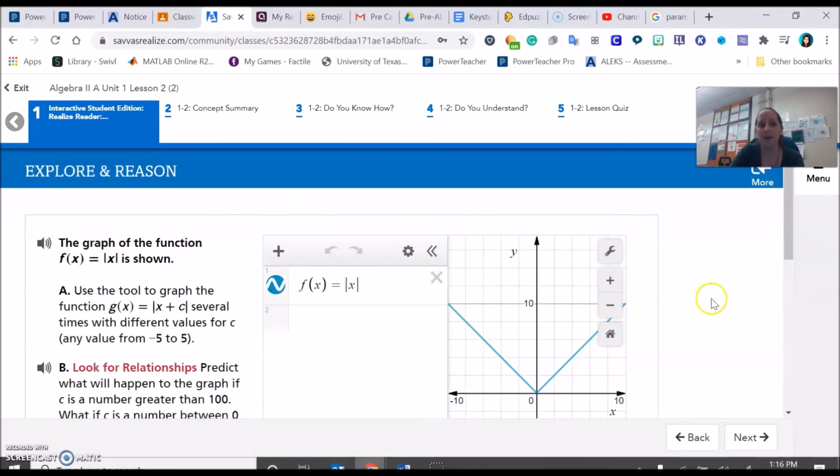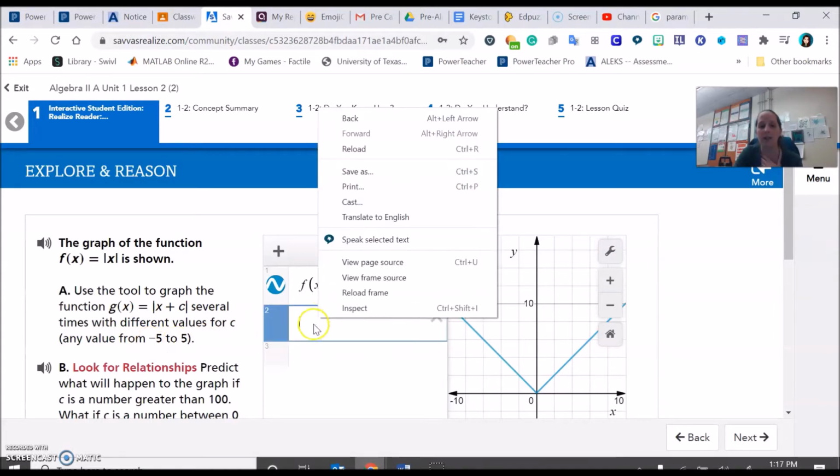The graph of the function f of x equals the absolute value of x is shown. So here's my graph right here. So this is an absolute value function graph. It makes a V shape as opposed to a U shape, which is a parabola, okay? So I want to use the tool to graph the function g of x equals |x + c| several times with different values for c, any value from -5 to 5.